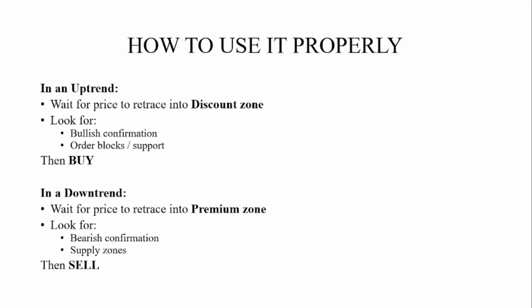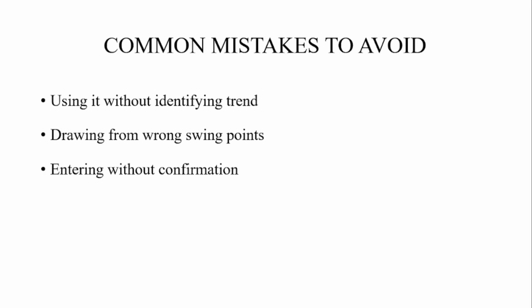Okay, now how to use it properly. In an uptrend, wait for price to retrace into a discount zone, look for bullish confirmation or an order block, then you buy. Then in a downtrend, wait for price to retrace into a premium zone, look for a bearish confirmation. It could also be an order block or a supply zone, then you sell.